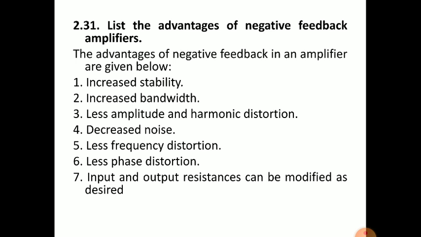They increase stability, increased bandwidth, less amplitude and harmonic distortion, decreased noise, less frequency distortion, less phase distortion. Input and output resistances can be modified as desired. As desired means, if we can select the beta value, that means we can modify the beta value depending on the resistive network we use to constitute the feedback network. So beta is in our hands, so we can change the input and output resistance as we desire.